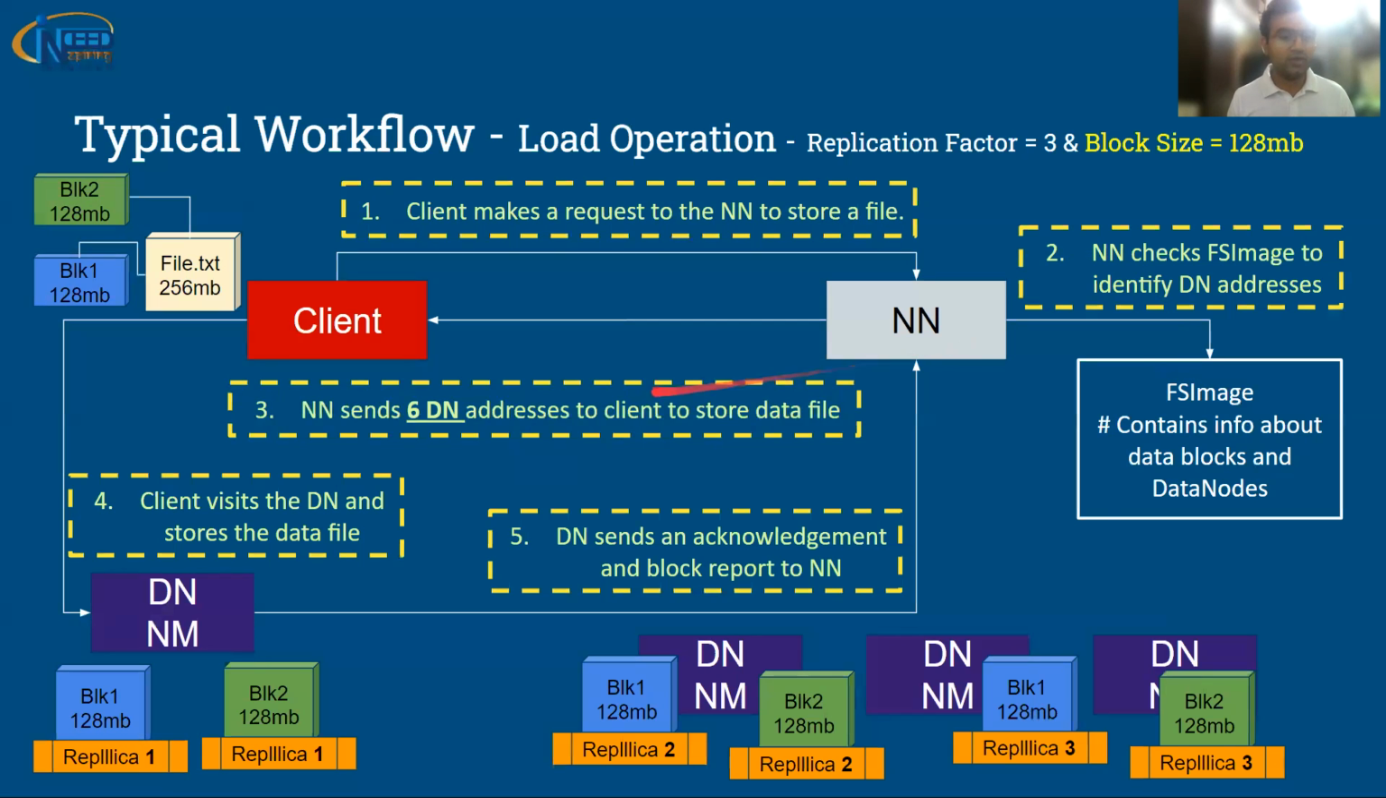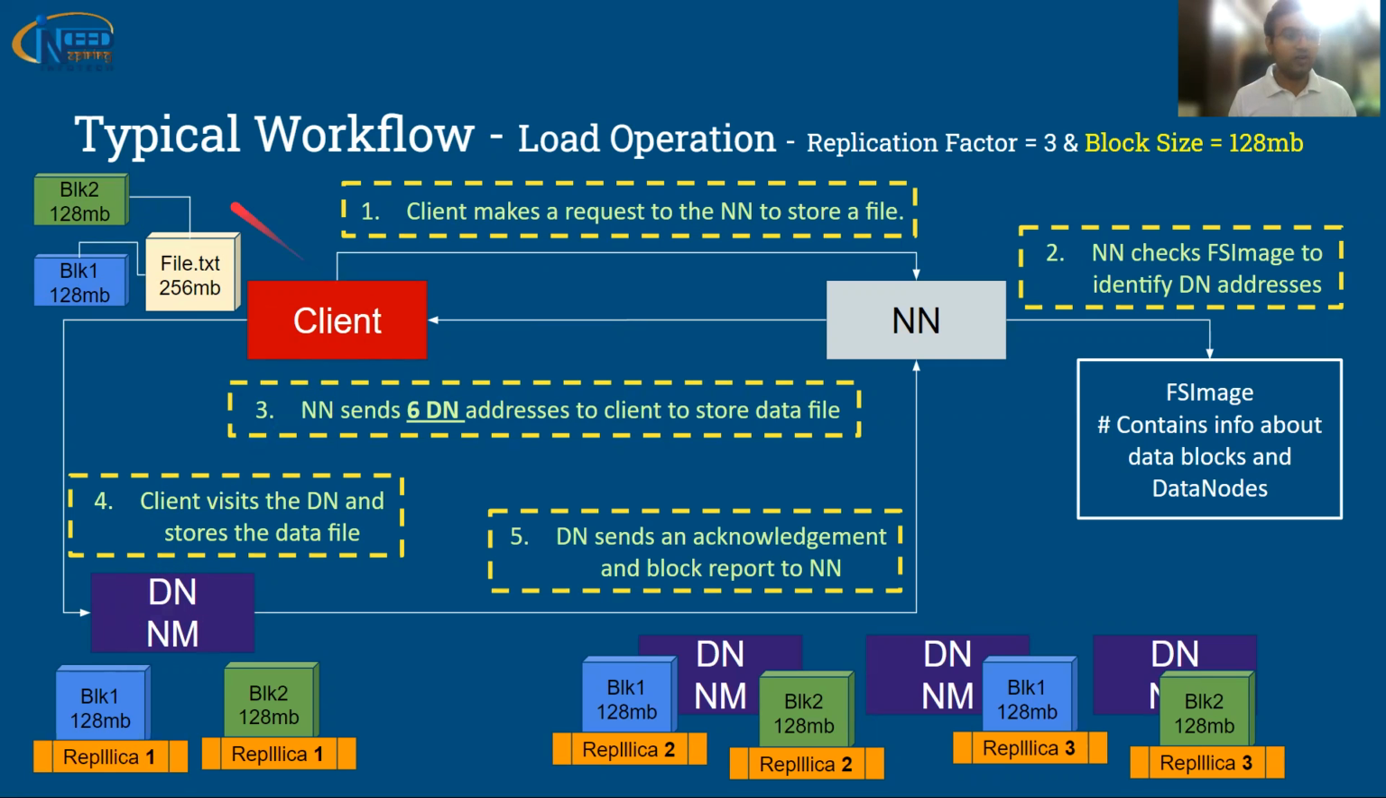In step 3, name node is going to send 3 different data node addresses. Why 3? 3 for block 1 and 3 for block 2. So total 6 data node addresses would be there. Now, with these 6 data node addresses, client will go for block 1 and will write the data into one data node for block 1. And as we have discussed earlier, rest of the replicas will be created by this data node itself.